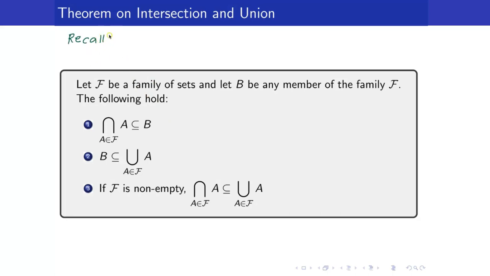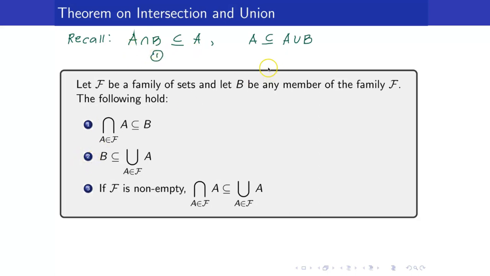But first, let us recall that if we have A intersection B, the intersection will be a subset of one of the sets, and also A will be a subset of A union B. This theorem is just the generalization of this one. Number one is saying that the intersection of all the sets will be a subset of any member of the family F. Take note here that B is just a set inside the family F. So that is a generalization of this one here.